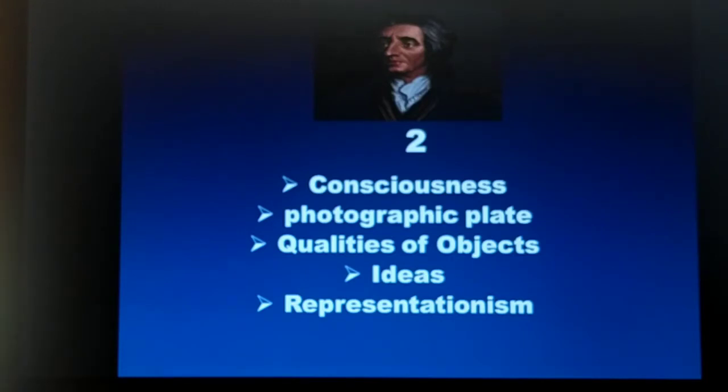Locke's theory is known as scientific realism. Why? Because his realism is consistent with the scientific thought of his time. We have already known this. His theory is in agreement with the thoughts and concepts of the scientists of his time. Then again, his theory is also known as the theory of representationalism.